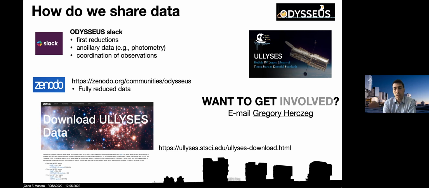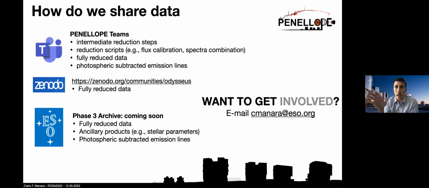The idea then was to share all the Hubble data on Zenodo, but soon after, the HST team on their own organized the reduction of the data, and they are putting the fully reduced data on a dedicated website. On the Very Large Telescope side, we're using a very similar strategy.